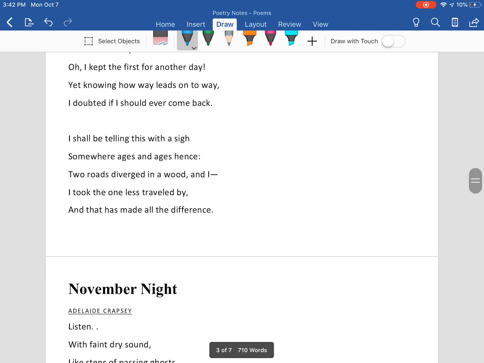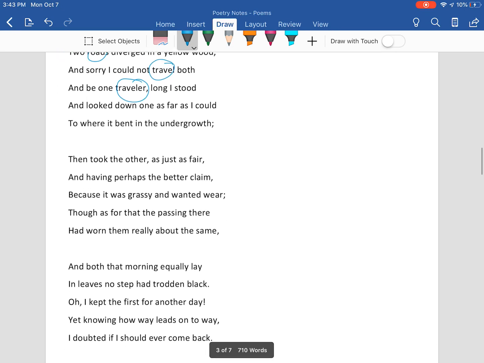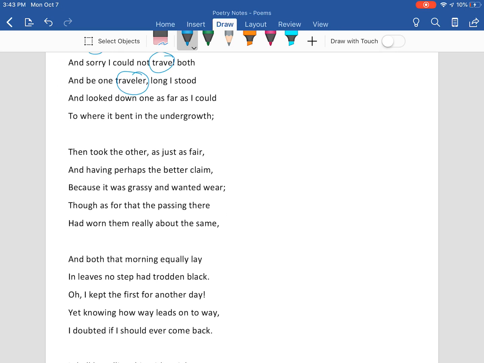And just like before, before we jump in, I'm going to go through this to pick out different references to the road or travel or journeying to illustrate how throughout the poem it's developing this extended metaphor. So: Two roads diverged in a yellow wood, and sorry I could not travel both and be one traveler, long I stood and looked down one as far as I could to where it bent in the undergrowth. Then took the other, as just as fair, and having perhaps the better claim, because it was grassy and wanted wear.